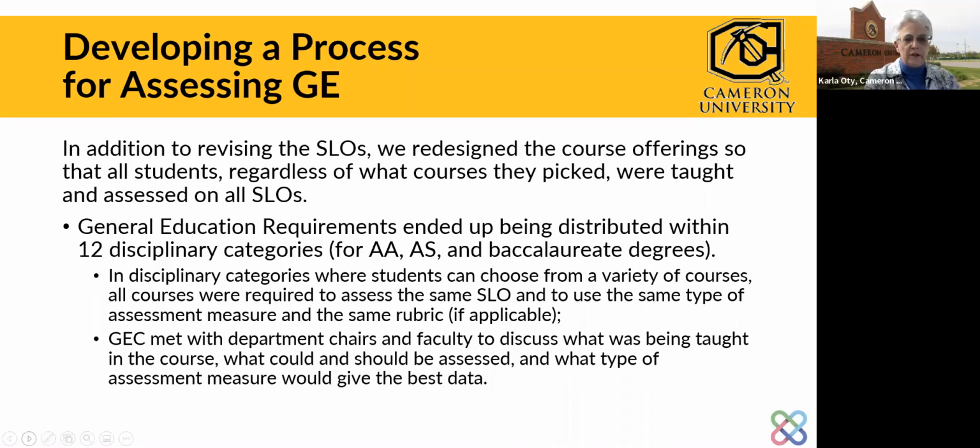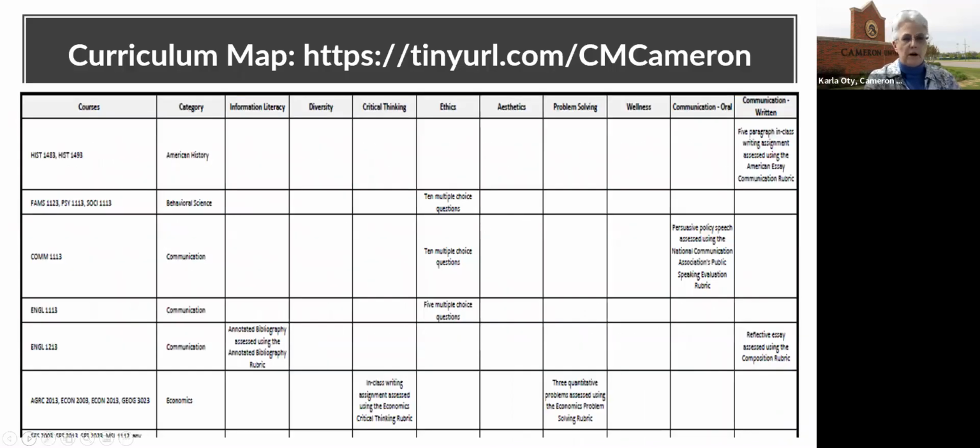So the next slide is going to show you just a snippet of what the curriculum map looks like. And there's a link there if you want to go look at the whole map, and Tisha put it in the chat. It's a little hard to read, but on the left are the courses that are in those disciplinary categories. The state of Oklahoma does have a requirement for general education that we had to follow, and then our institution had some other ones.